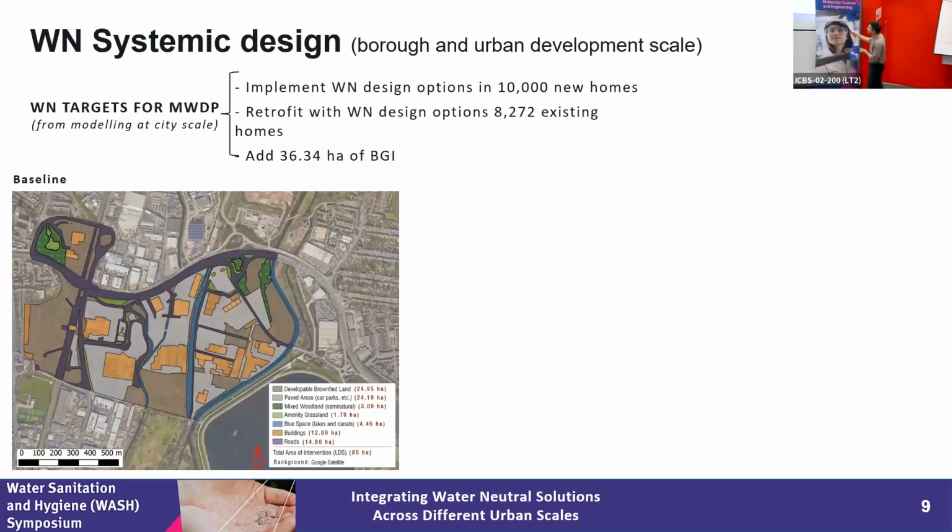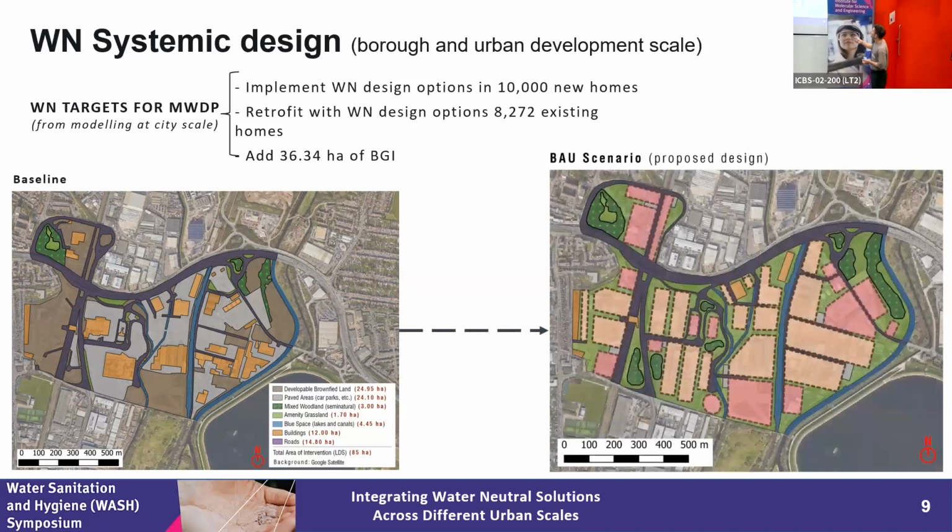So if we look at the targets that we have, I will just show you an example of how Meridian Water is at the moment. So that baseline, and as I said, this is the land uses that it has, mainly paved areas and developable brownfield lands. And these are the 3 targets that we are aiming to achieve. So it's 10,000 new homes. That is the equivalent of retrofitting almost the same number, so around 8,200 existing homes, and 336 squares of BTI. So if we look at the business as usual scenario, which is the proposed design, we obviously don't have enough existing homes or BTI to achieve.